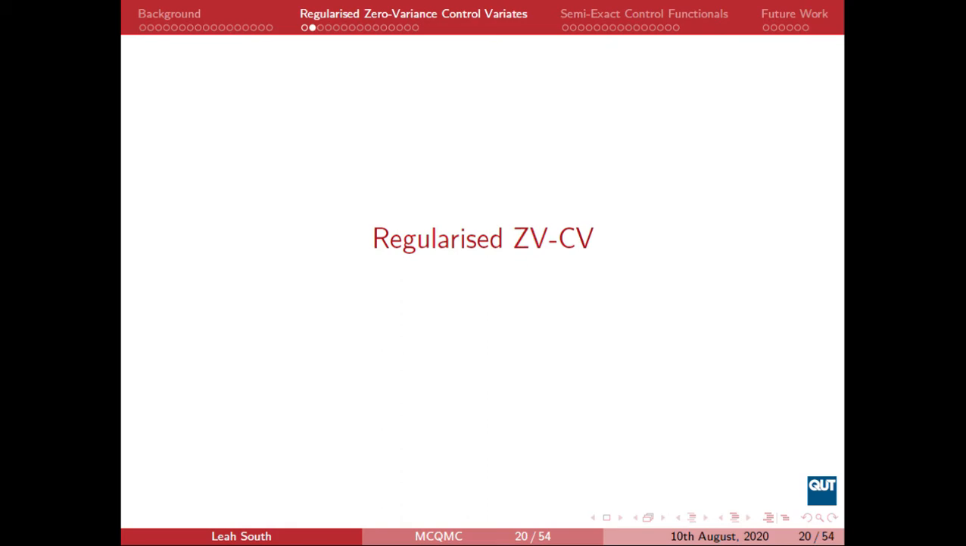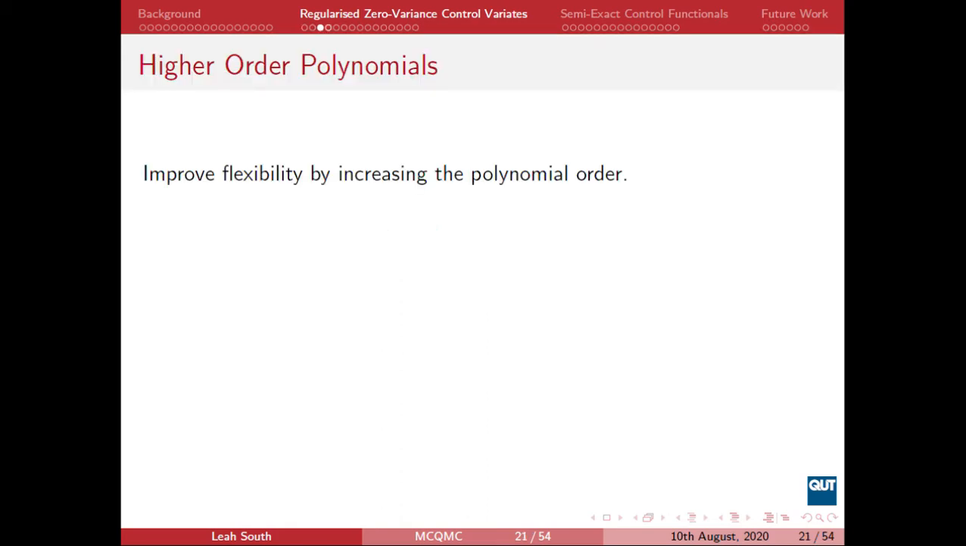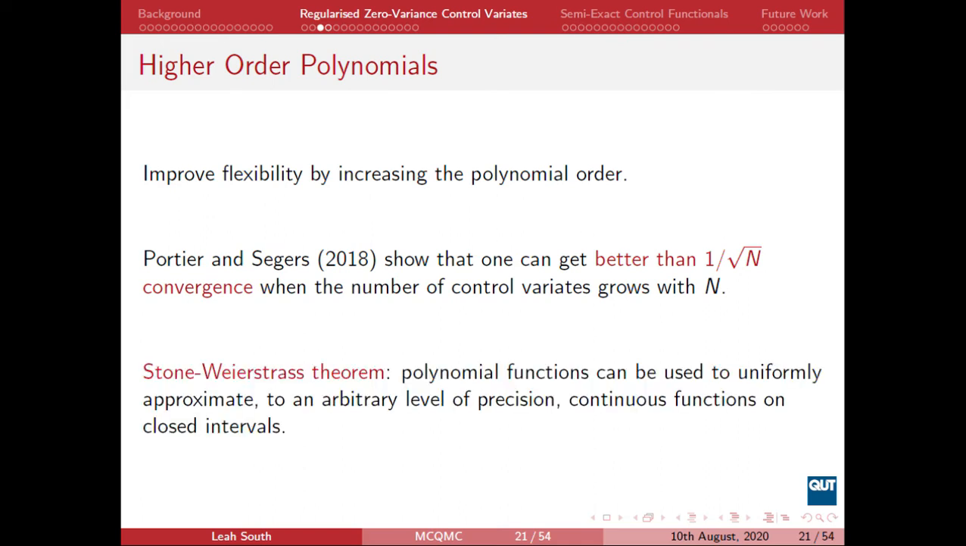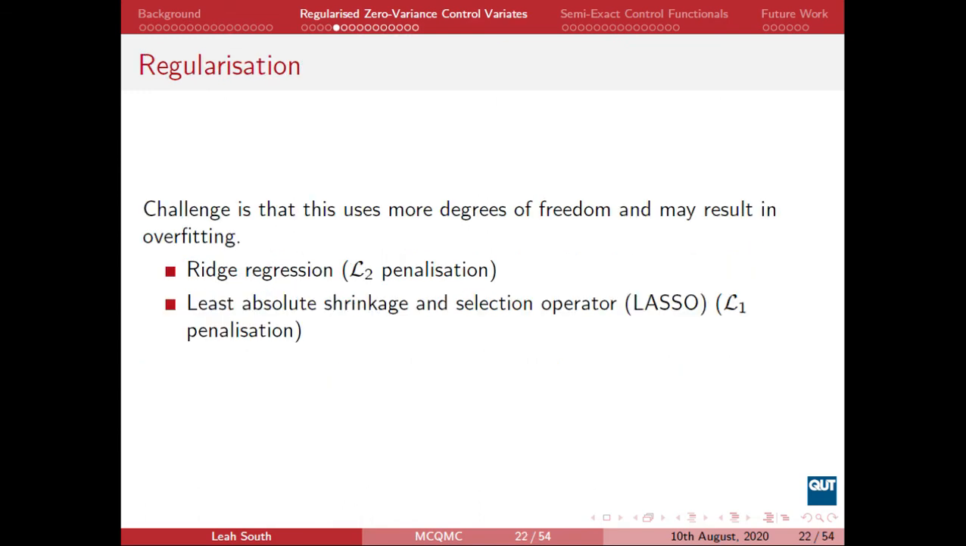Okay, so the first paper, regularized ZVCV, the first thing we looked at is, can we get better performance by increasing the polynomial order? And there's a couple of ways to motivate that. One is that there's a paper saying you can get better than 1 on root n convergence when the number of control variates grows with the number of samples. So potentially we could increase the polynomial order as the number of samples increases. There's also a theorem that says polynomial functions can be used to approximate continuous functions on closed intervals. So that's another reason that increasing the flexibility of these polynomial approaches may be a good idea.